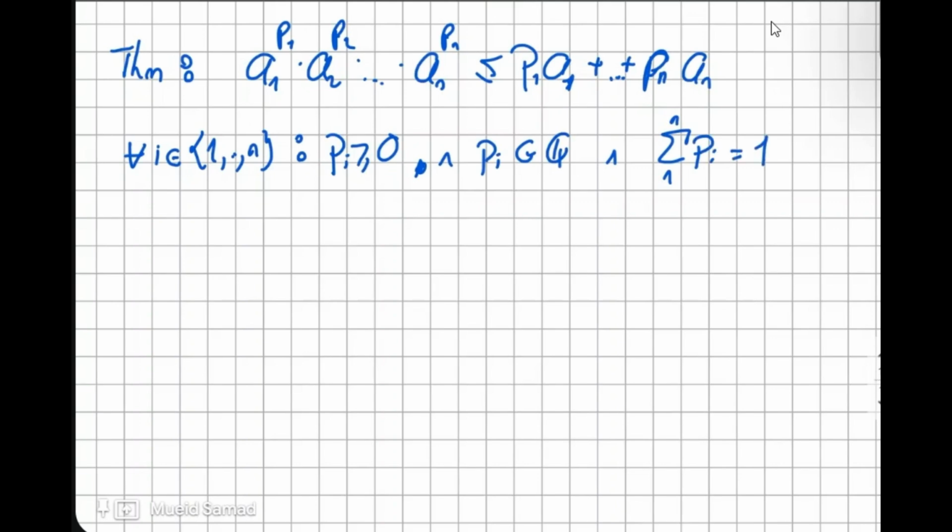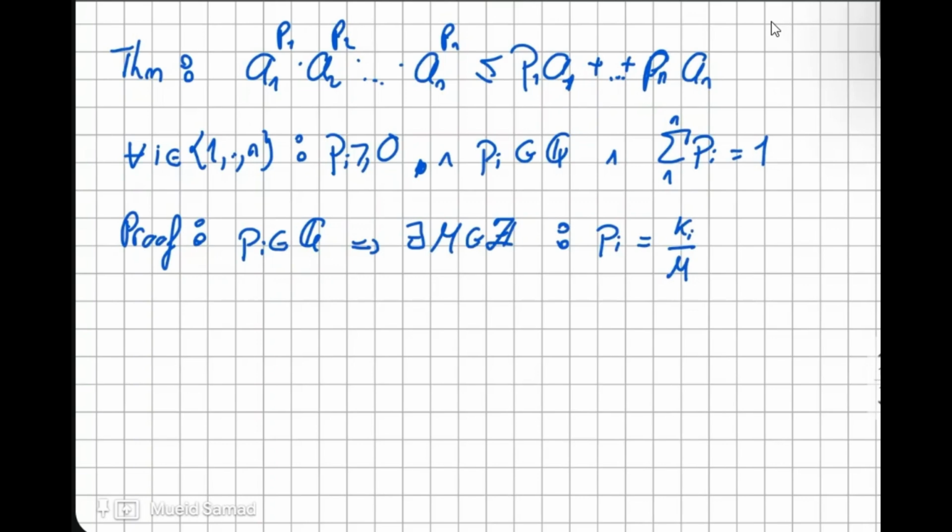Okay, so let's prove it. The proof is kind of in the condition. So if we say that the pi's have to be in the rational numbers, then we can always find an m in the integers such that we can rewrite the pi's as a quotient of two integers, ki divided by m, where these ki's are also in the integers. And this m is then the common denominator of all of these rationals. We can always find such a quotient.